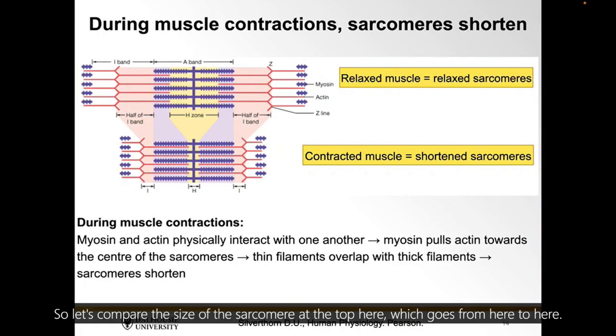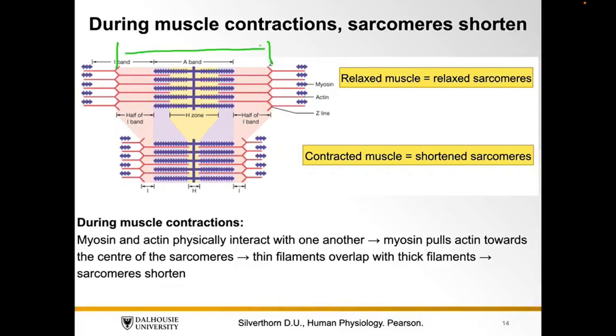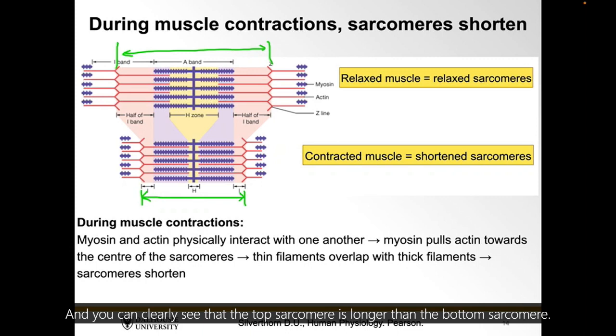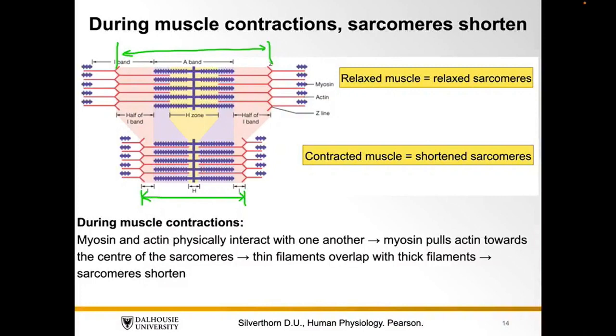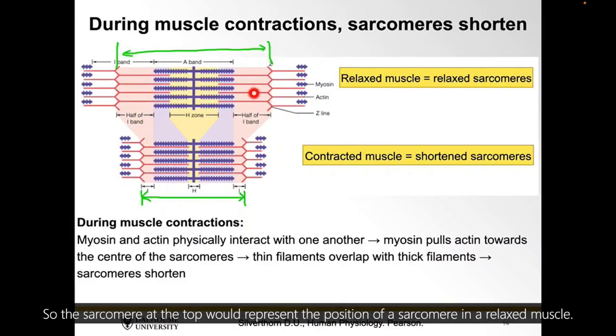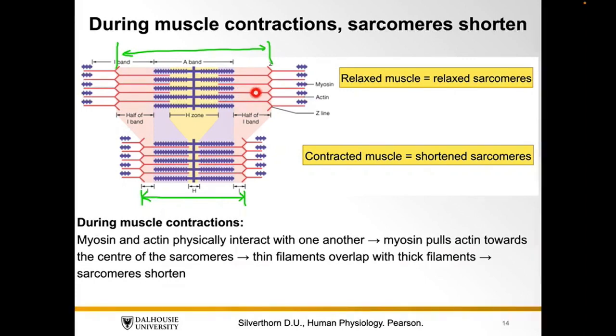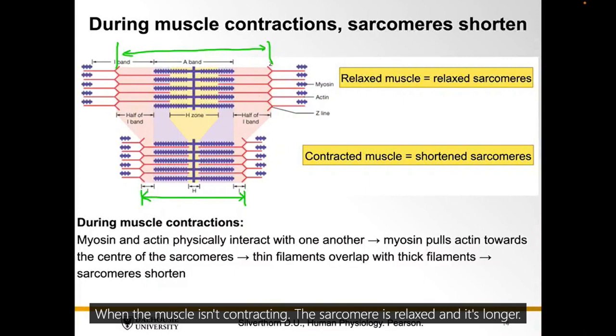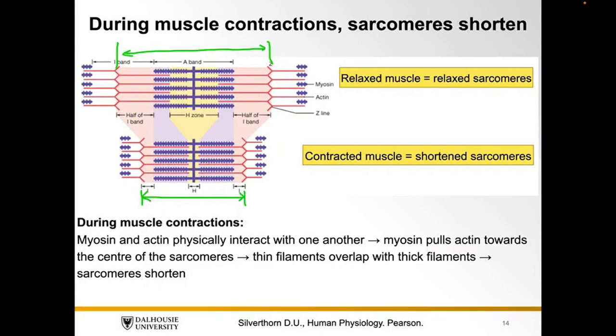So let's compare the size of the sarcomere at the top here, which goes from here to here, to the size of the sarcomere at the bottom. And you can clearly see that the top sarcomere is longer than the bottom sarcomere. And this is what happens with skeletal muscle contraction. So the sarcomere at the top would represent the position of a sarcomere in a relaxed muscle. When the muscle isn't contracting, the sarcomere is relaxed and it's longer.